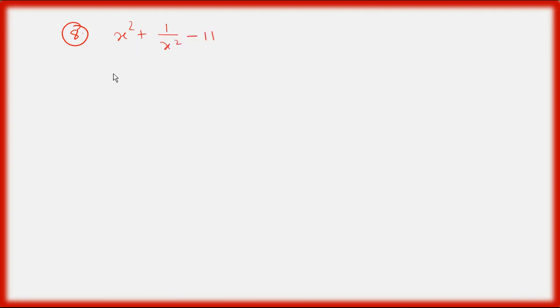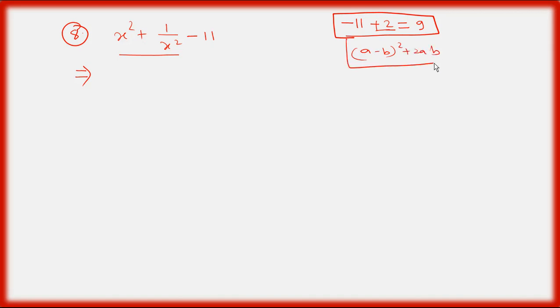Suppose a question is given: x² + 1/x² minus 11. It is a very interesting question, dear students. It can be solved. Here, minus 11 is there, so we need plus 2 to obtain a square number. So you have to think in that way. To obtain plus 2, (a − b)² plus 2ab is the best selection.